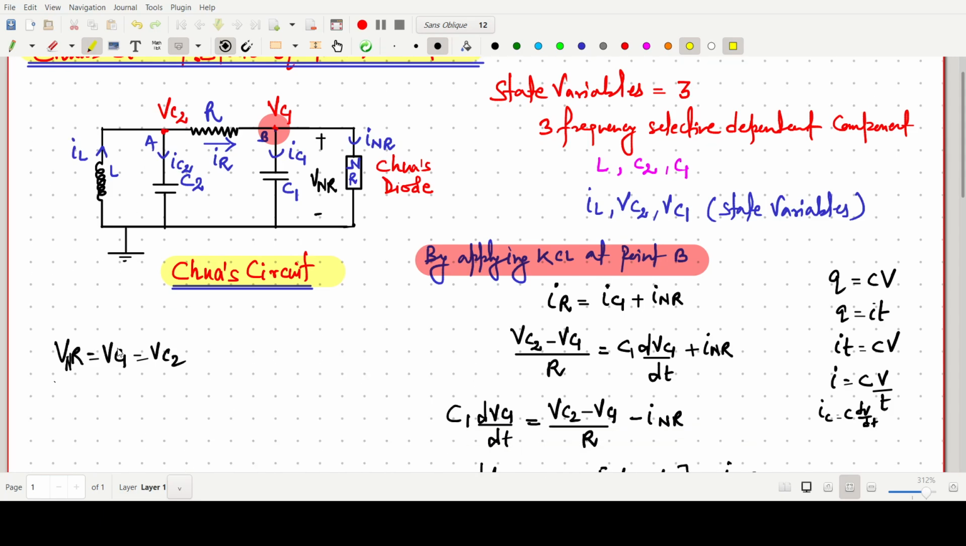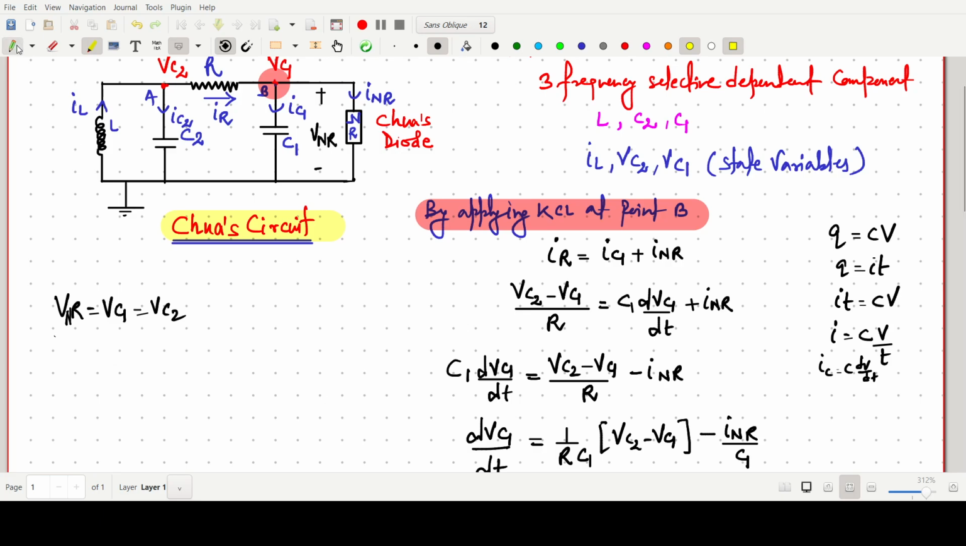Now by applying KCL at point A, at this point, so now what we will write, KCL at point A, so this should be simply IL equals to IC2 plus IR.